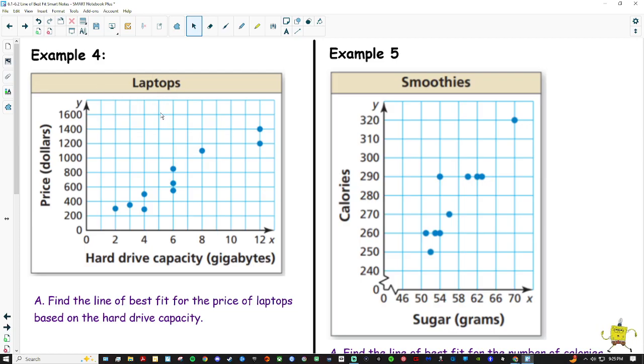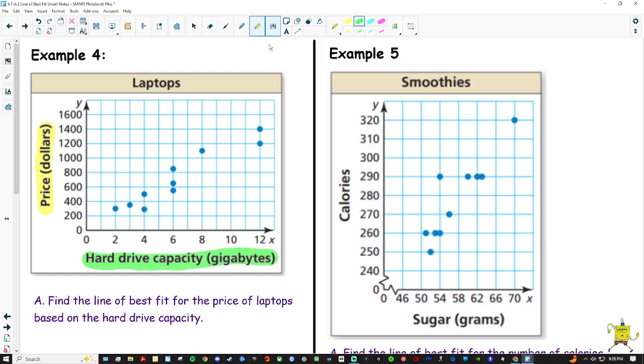So example 4 is a scatter plot of laptops. Okay, so we have two things we're looking at. The first thing is the price. The y-axis is the price of our computer, from $0 all the way up to $1,600. Our x-axis, our x values, is our hard drive capacity in gigabytes. So 0, 2, 4, 6, 8, 10, 12 gigabytes. And inside we have a bunch of points that we're going to answer some questions about.